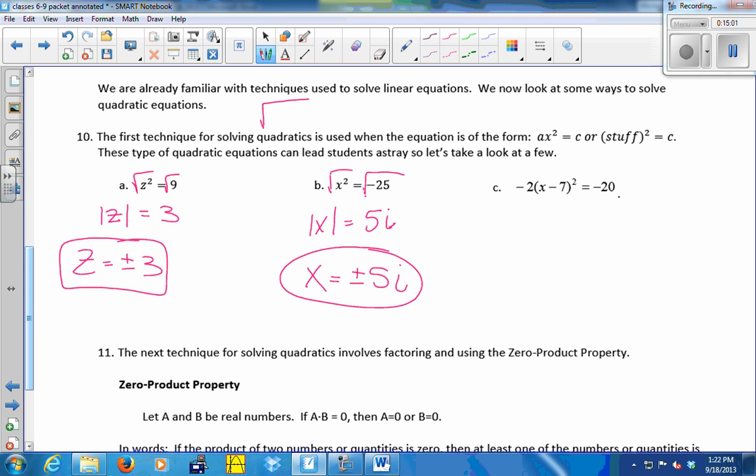Yeah, so I looked at the square root of negative 25, and I wrote this as the square root of 25 times the square root of negative 1. And the square root of negative 1 is i. I want the final solution, the plus or minus.